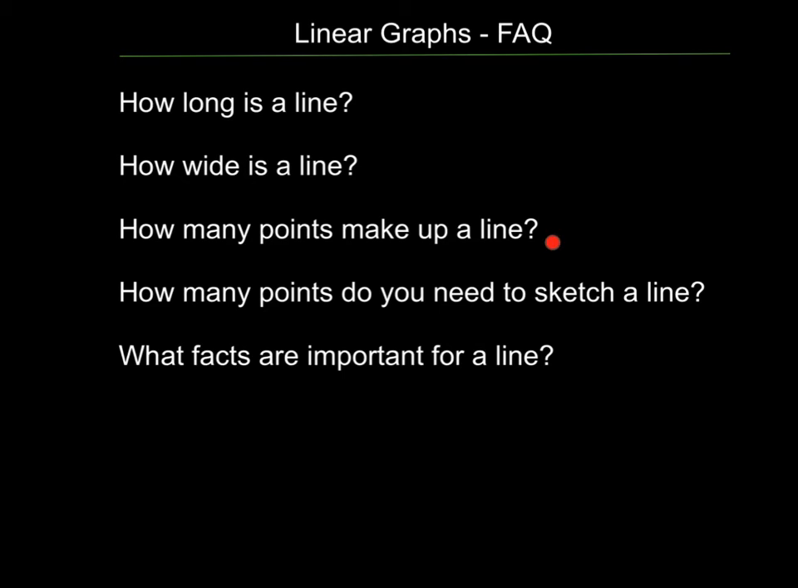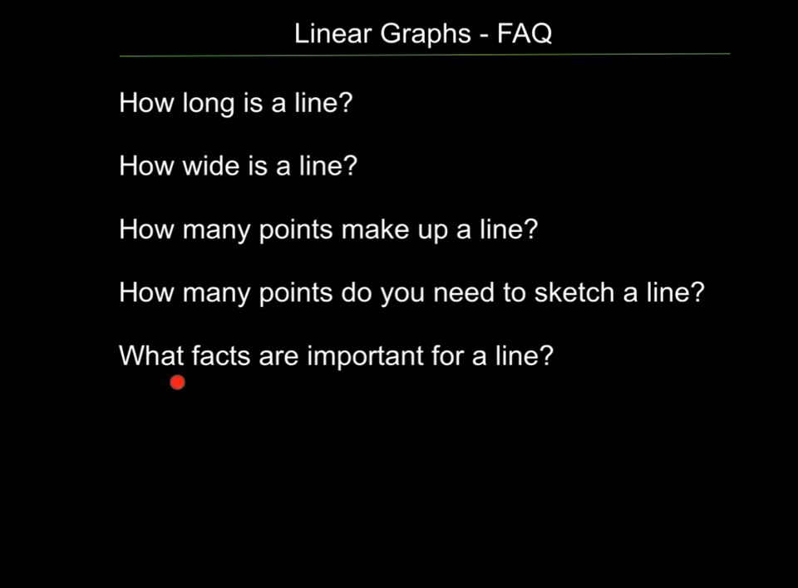How many points make up a line? A line is made up of an infinite number of points, all crammed together so much that they look like a line. How many points do you need to sketch a line? Well, 2's enough. 2 points for a straight line is enough to get the line correct. 3's a good idea though, in case you muck one of the others up. You can easily find out if there's a mistake.